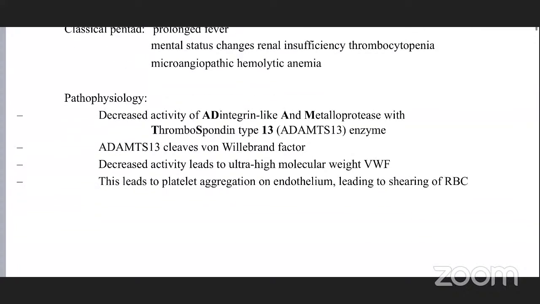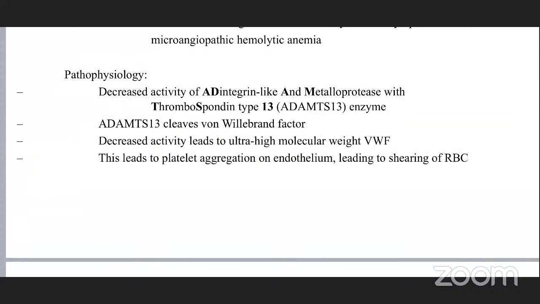Okay, the pathophysiology of this is a decreased activity of the ADAMTS13 enzyme, which cleaves von Willebrand factor. There is a decrease in the activity of ADAMTS13 toward ultra-high molecular weight von Willebrand factor. When there is a deficiency, the ultra-large von Willebrand factor cannot be cleaved, and this leads to platelet aggregation in the endothelium, leading to shearing of RBCs.